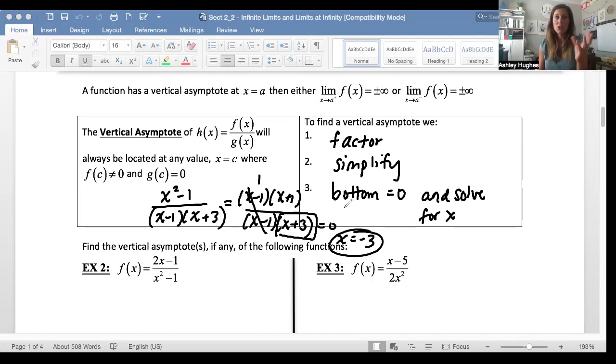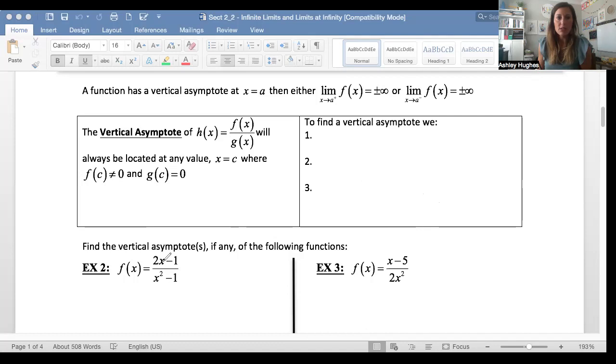So that's if you have multiple factors setting something equal to 0. Again, that's what this is saying: the top cannot also be 0. If the top is 0 also, then that's a hole. It's only when you have a number over 0 that you get a vertical asymptote.